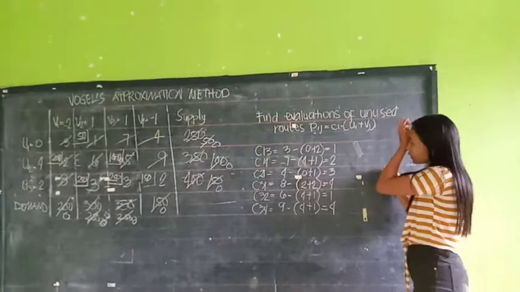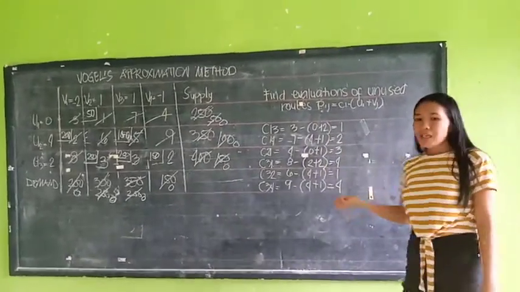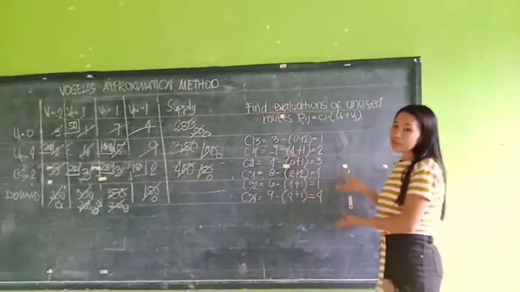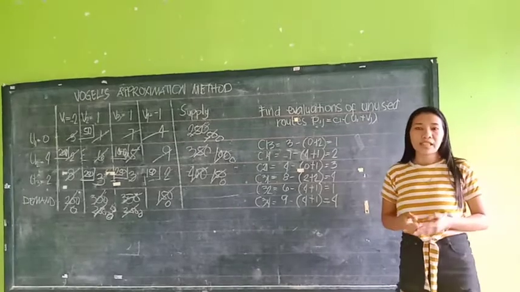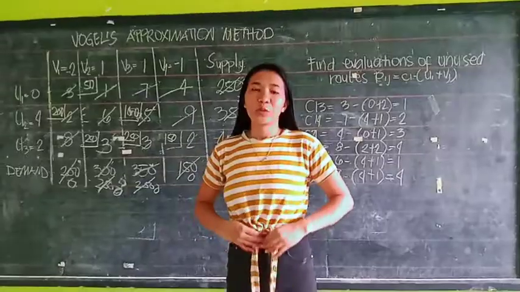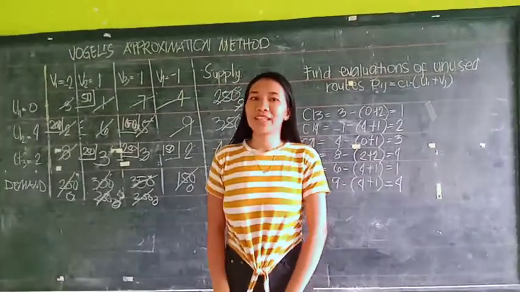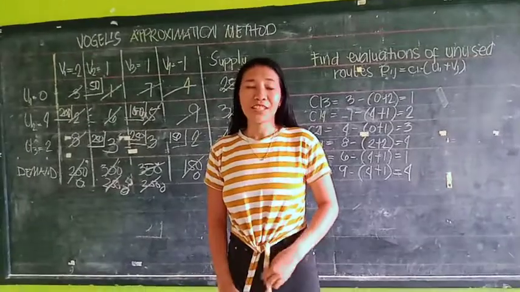As you can see, there is no negative. So since there is no negative evaluation, it is optimally reached and it is not possible to reduce the cost. That will be all, and I hope you get some ideas and learn from me, and thank you for watching.